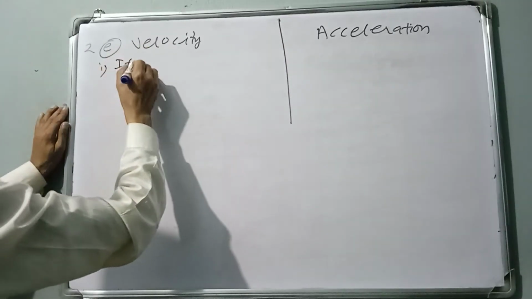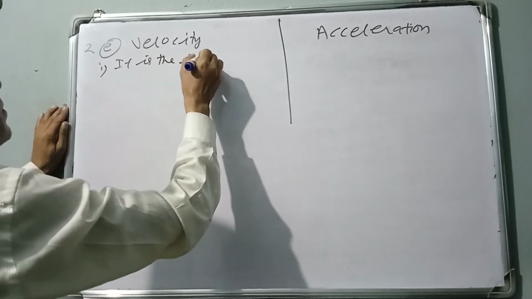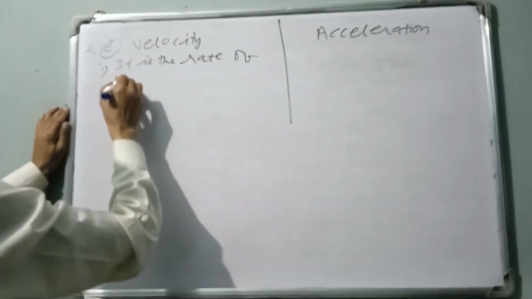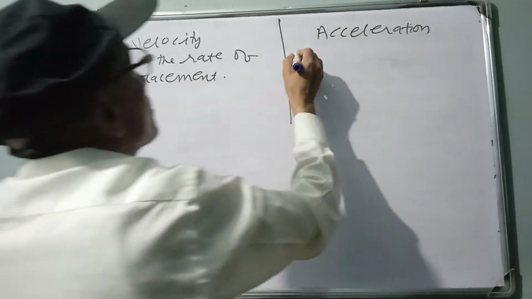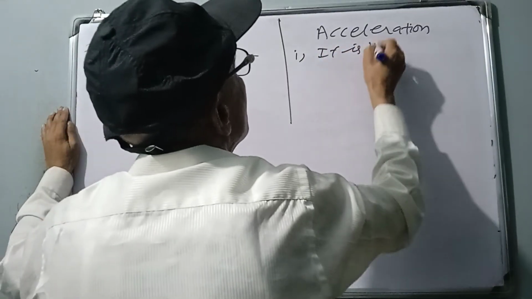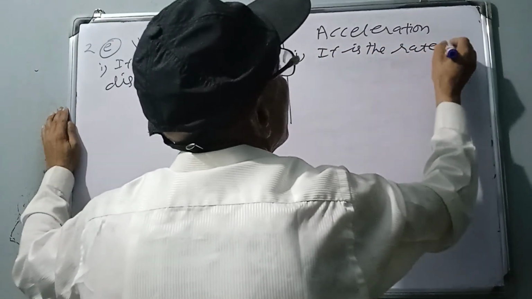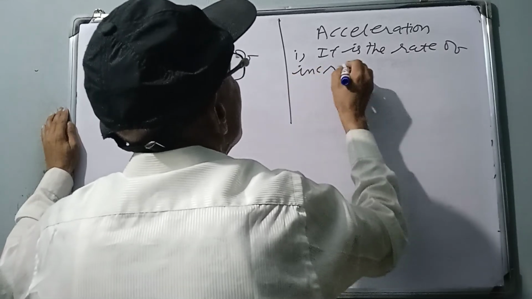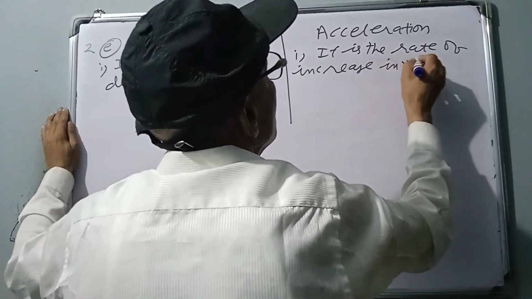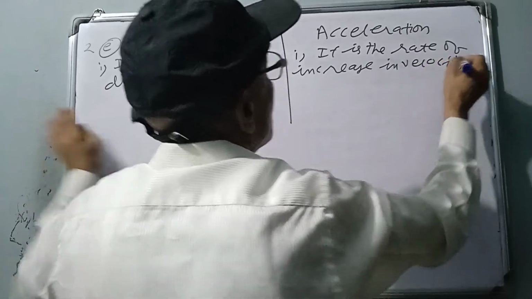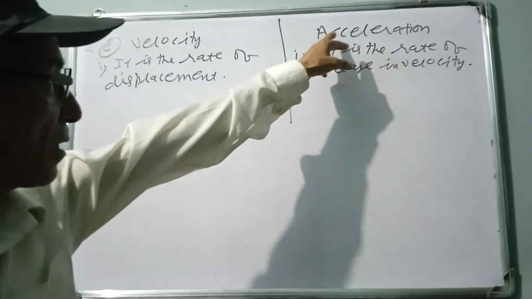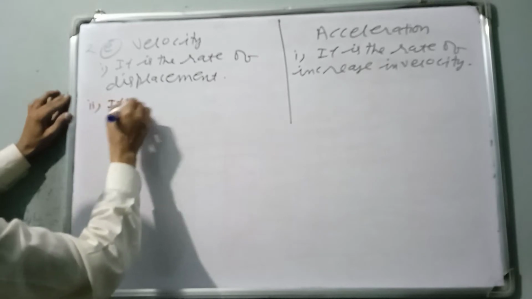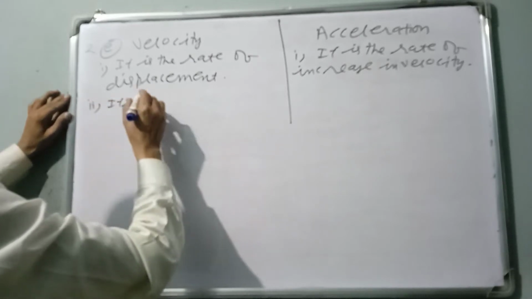Velocity, it is the rate of displacement. The rate of displacement. Acceleration, it is the rate of increase in velocity. If there is a retardation, you have to write this is the rate of decrease in velocity. यहाँ चाहिँ acceleration भएकोले increase भनेर लेख्नुपर्छ. Its SI. It is better to write down.